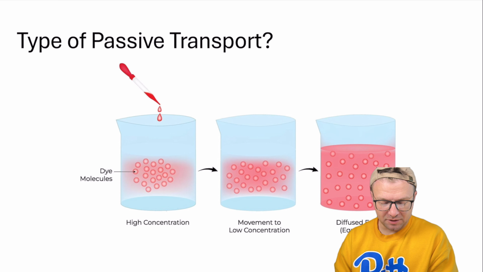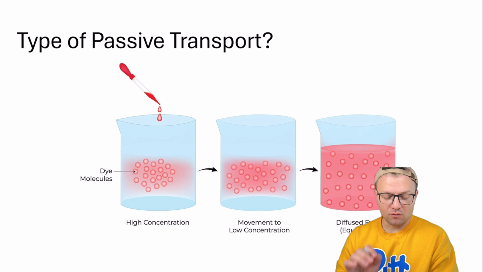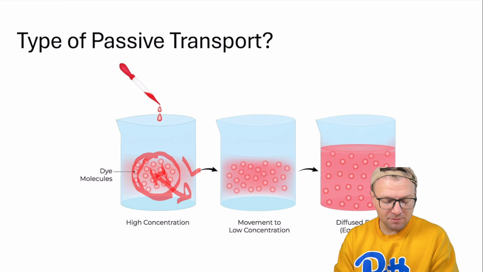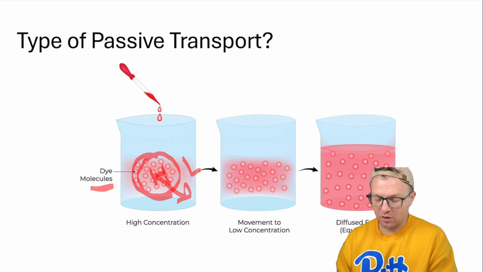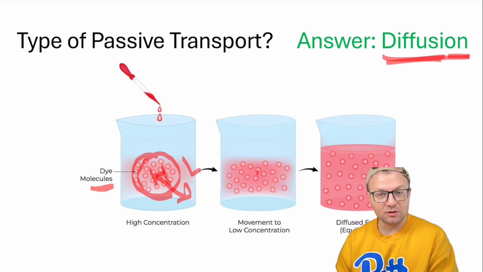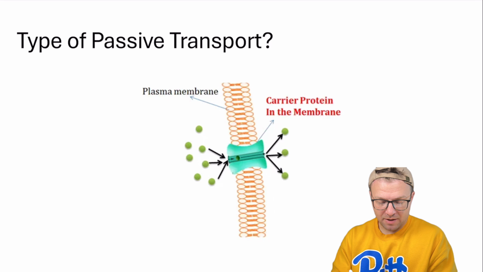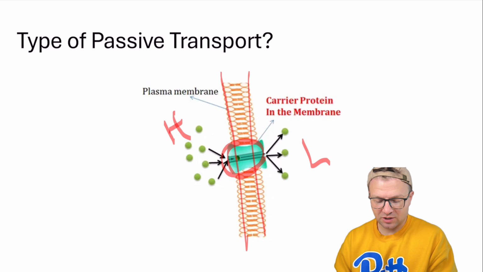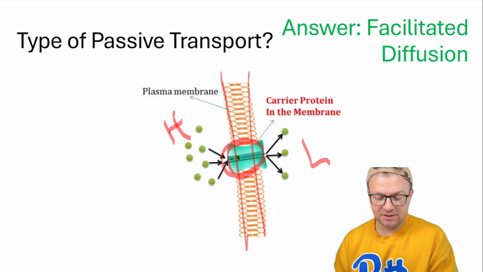Now this diagram might be a little bit confusing because again, we can see a beaker with water. However, it's not looking at the movement of water. It's looking at the movement of these dye molecules. And again, we're going from high to low concentrations, but we're not going through a membrane. The dye molecules are just moving on their own. This means this is diffusion since we're moving the molecules again from high to low concentrations until they reach equilibrium. Here we have our membrane, we have a membrane protein, we have molecules moving from high to low concentrations. This is an example of facilitated diffusion.